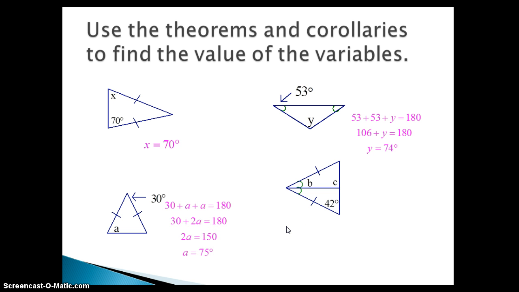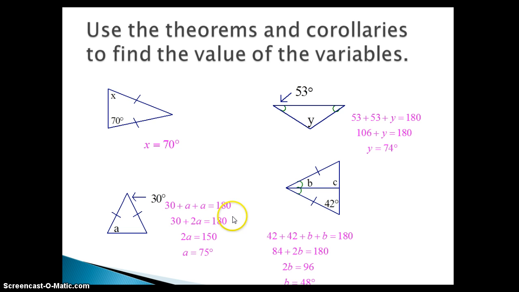And last but certainly not least, we have a few things here. This one looks a little more confusing. First of all, we have an isosceles triangle, and we have a line that cuts that angle in half. So we know right away C is going to be 90 degrees. It has to be because it's a perpendicular bisector.